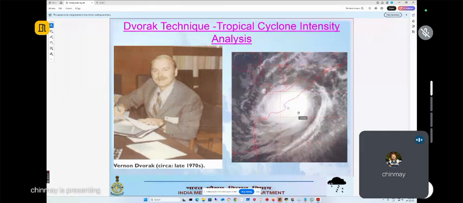Whenever cyclone formation is there, wherever genesis is occurring, what is the likely area where it is occurring, and then slowly when it starts to develop, how the intensity is changing, how far away from the center of the cyclone the clouding can be seen, etc. All this information is analyzed using this particular technique. That's why this particular technique is still being used.